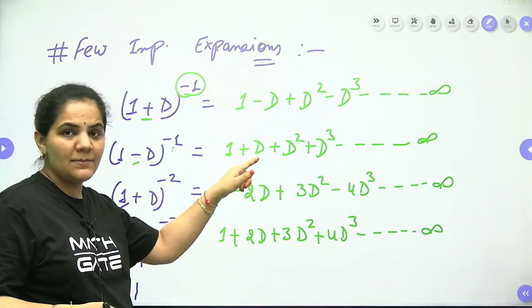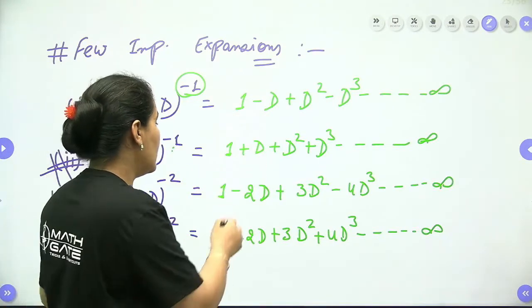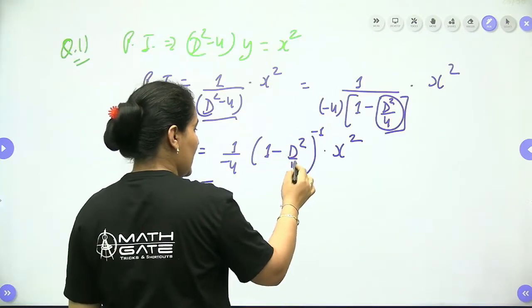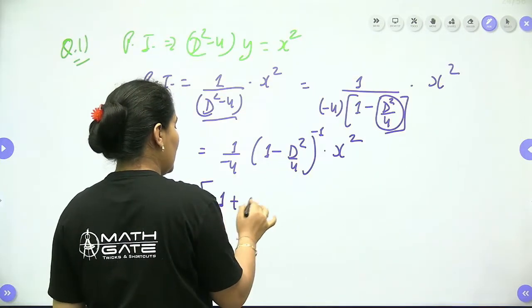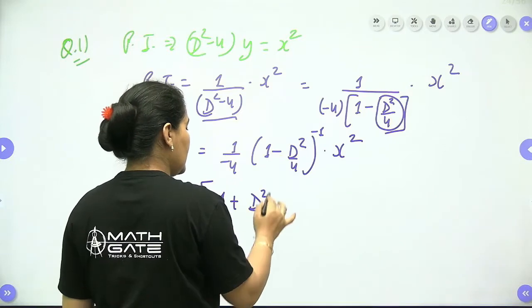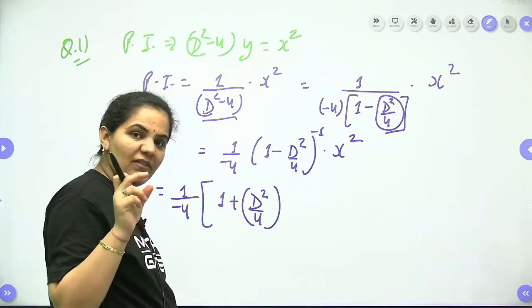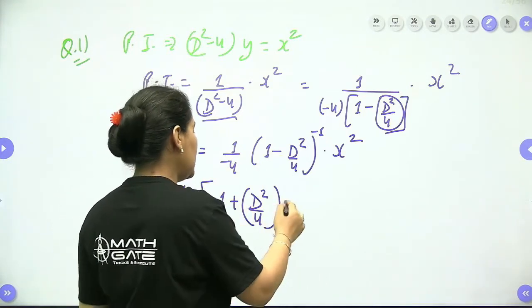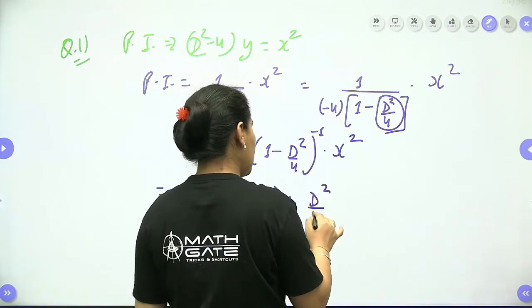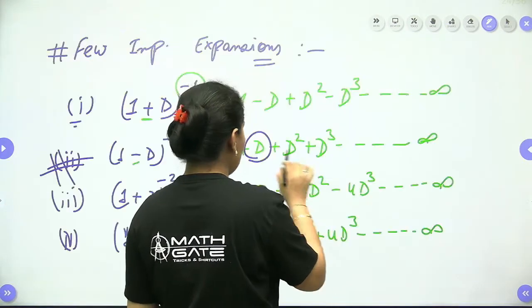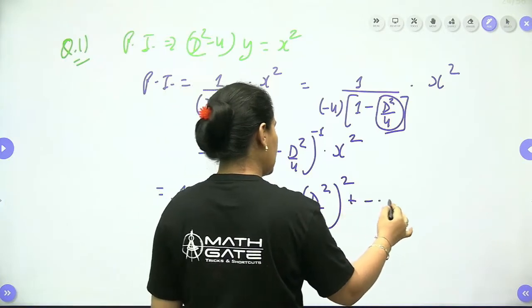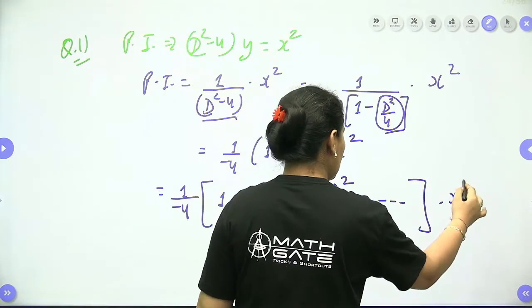This is 1 plus d plus d square plus d cube and so on. Here, in the place of d, we have d square by 4. So it will be 1 plus d, so d square by 4. My d square by 4 will work as a d only. It means 1 plus d square by 4 and so on, into x square.